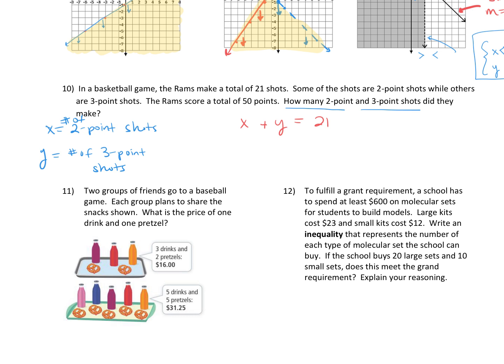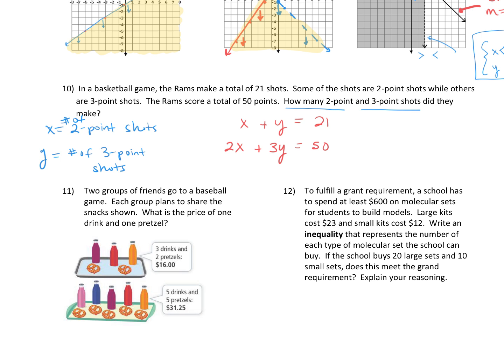All right, now it says some of the shots were 2 points, some were 3 points. They had a total of 50 points. So our 2-point shots have 2 points for each one, so 2 times x, plus our 3-point shots will use a 3, so 3 times y, all of the 3-point shots, will equal a total of 50 points. And now we're going to solve the system of equations.